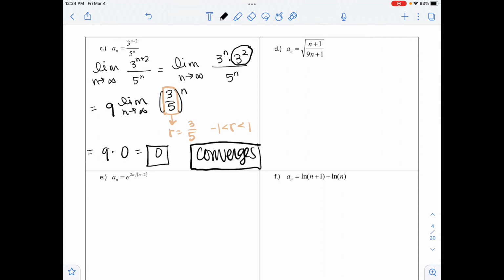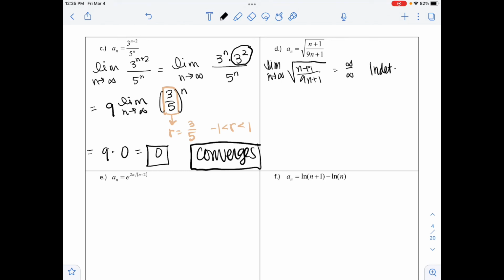The example right next to this one is part D, and this one says a sub n equals the square root of n plus 1 over 9n plus 1. And so evaluating this as the limit as n approaches infinity would be infinity over infinity also. And so this is also indeterminate.